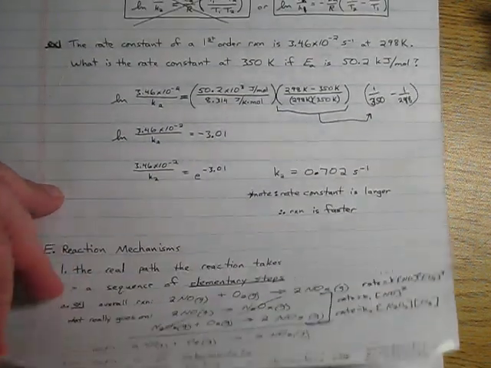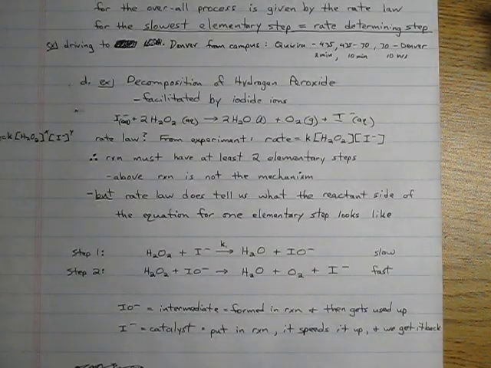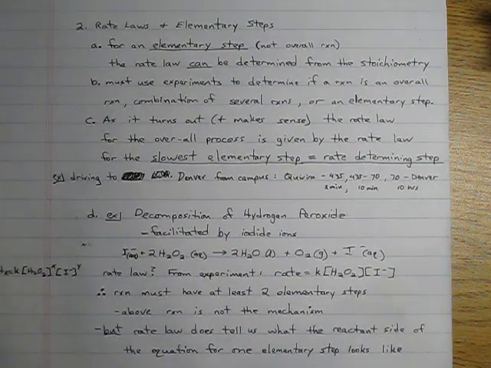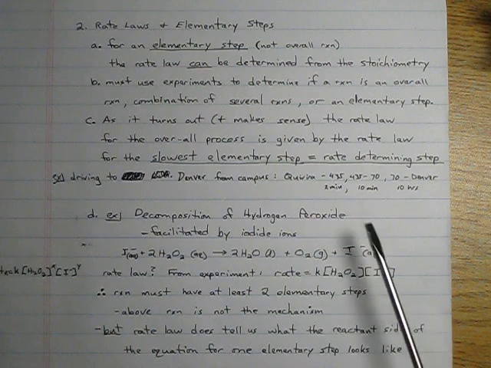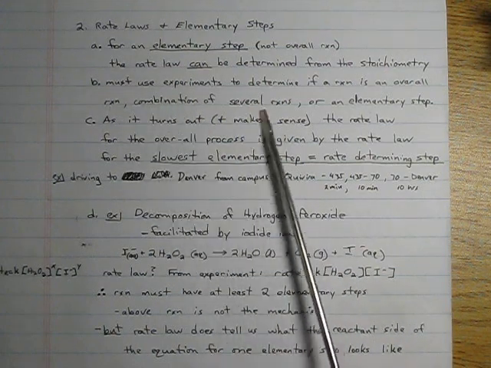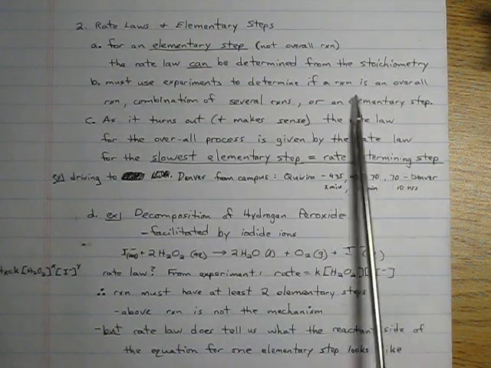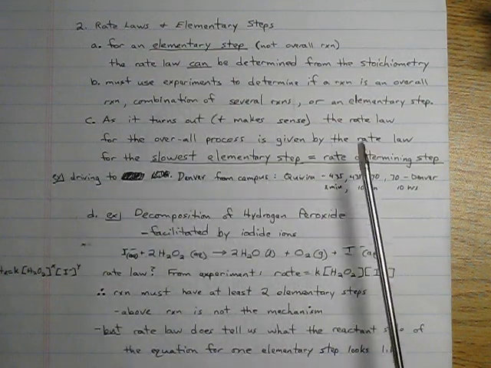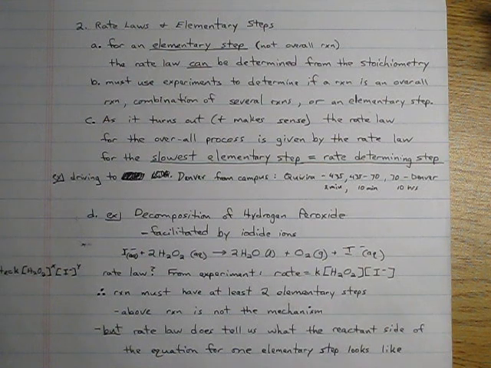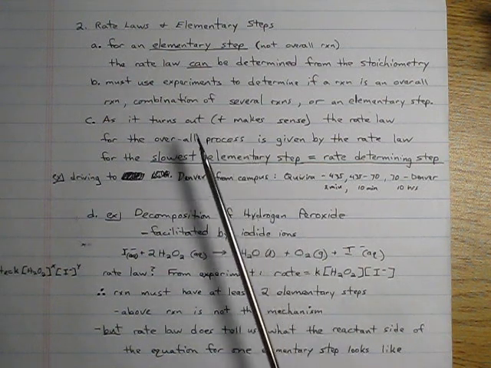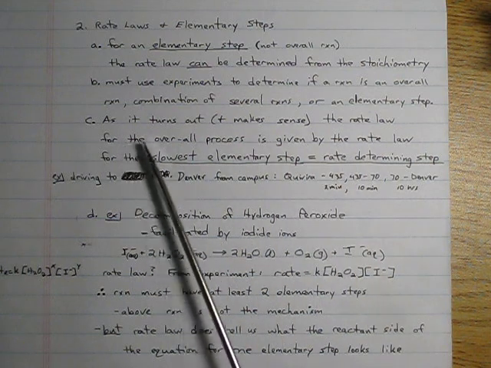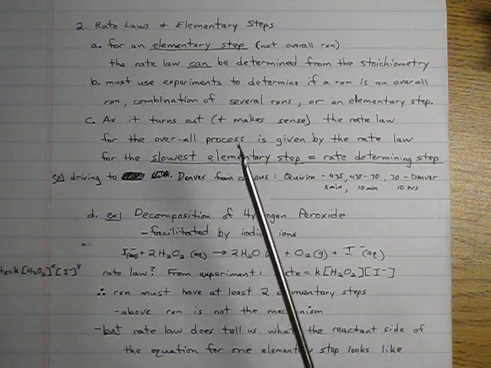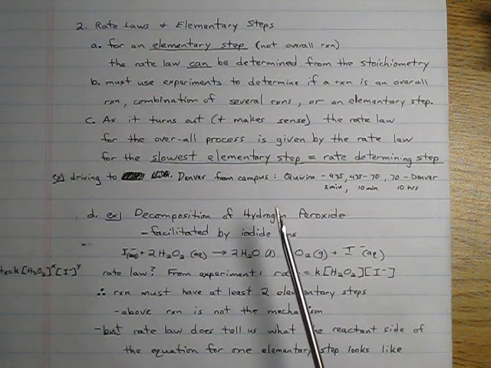Now that's going to be important because as we look through our rules here, we can then use experiments to determine if any reaction that we see is itself a one elementary step reaction or if it's a combination of steps. Because it turns out, very important, the rate law for the overall reaction is going to be the same as the rate law of one of those elementary steps.